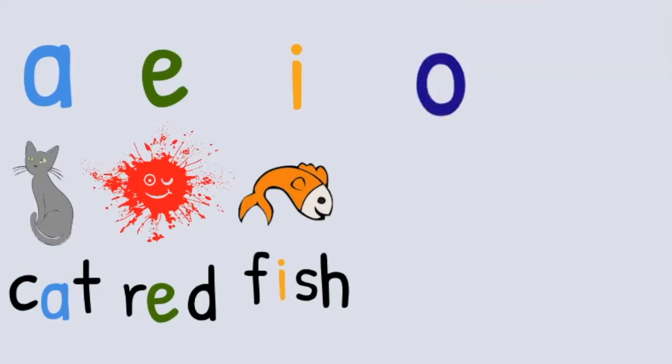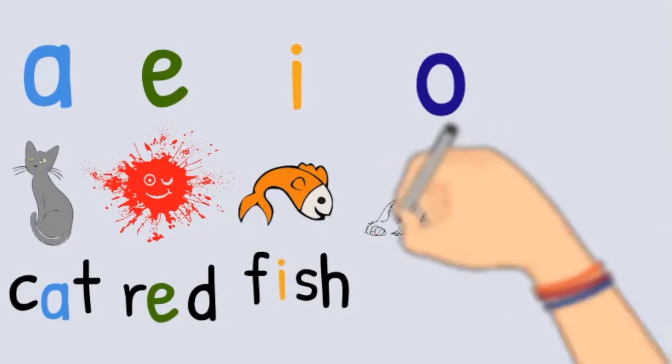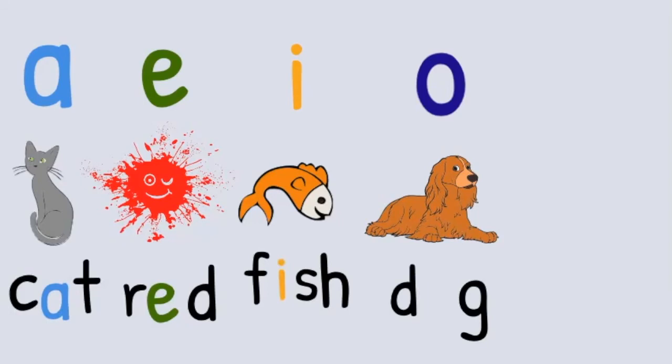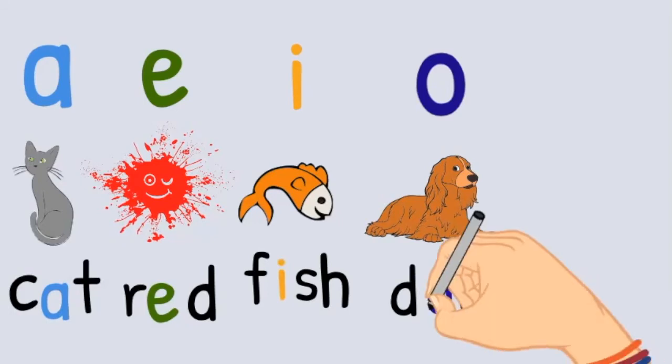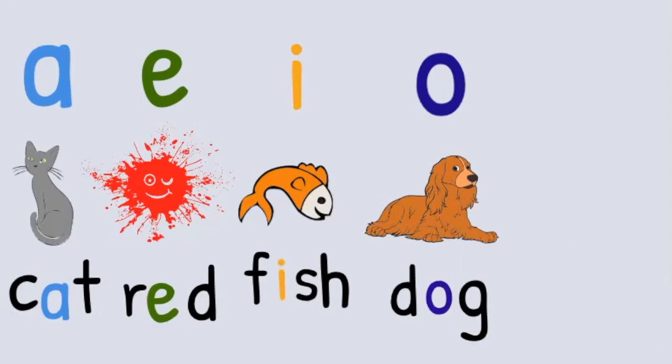Let's look at the pronunciation of the vowel O in the word dog. Dog. Repeat after me. Dog. Dog.